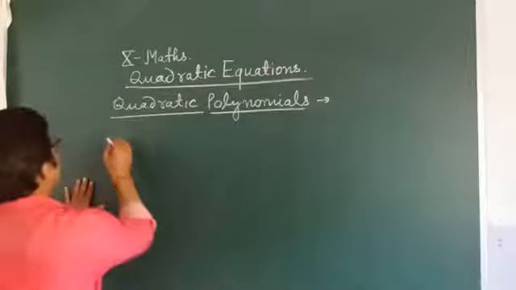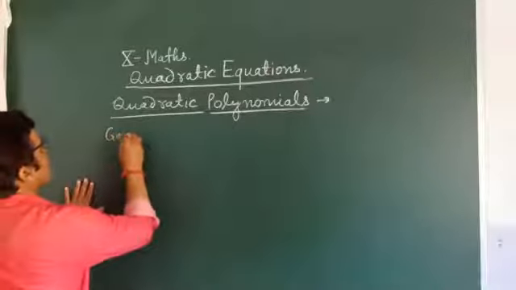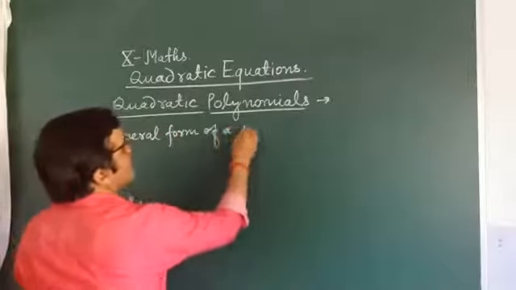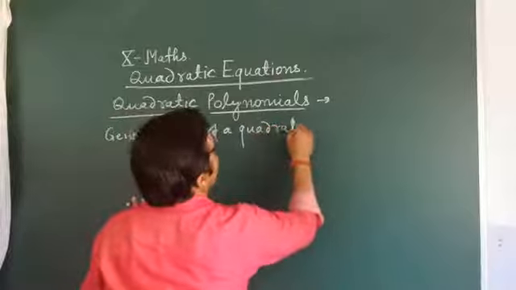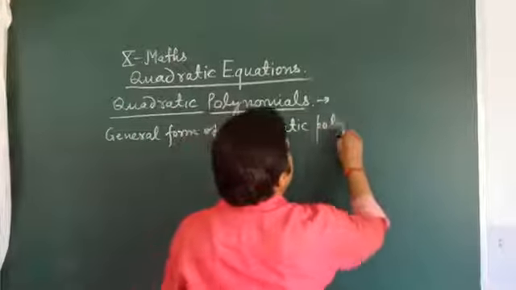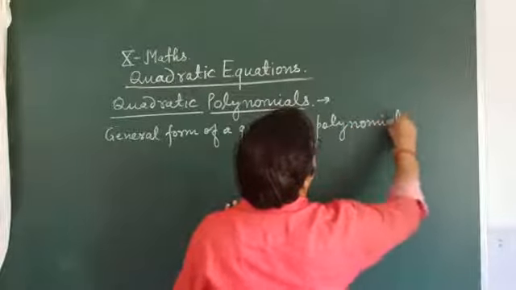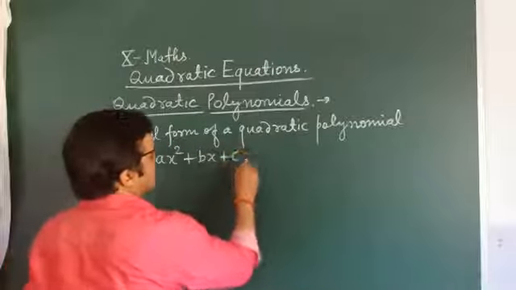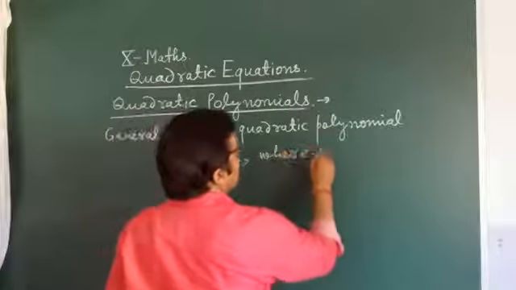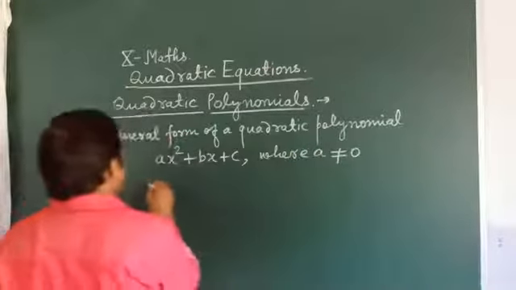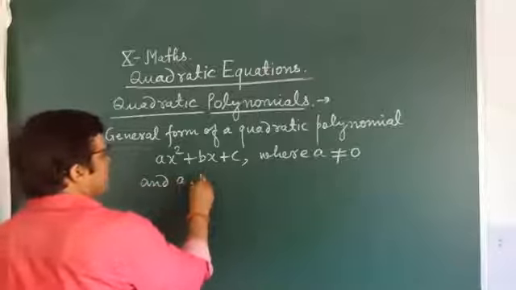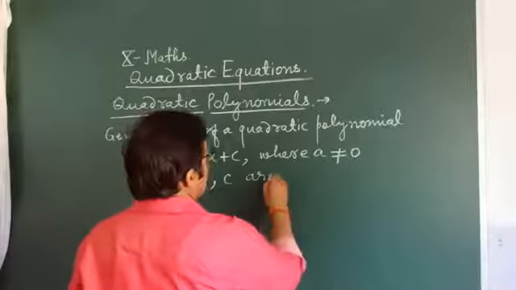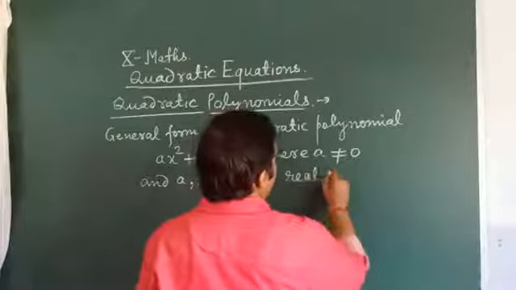General form of a quadratic polynomial: ax square plus bx plus c, where a not equal to 0 and a, b, and c are real constants, real numbers.